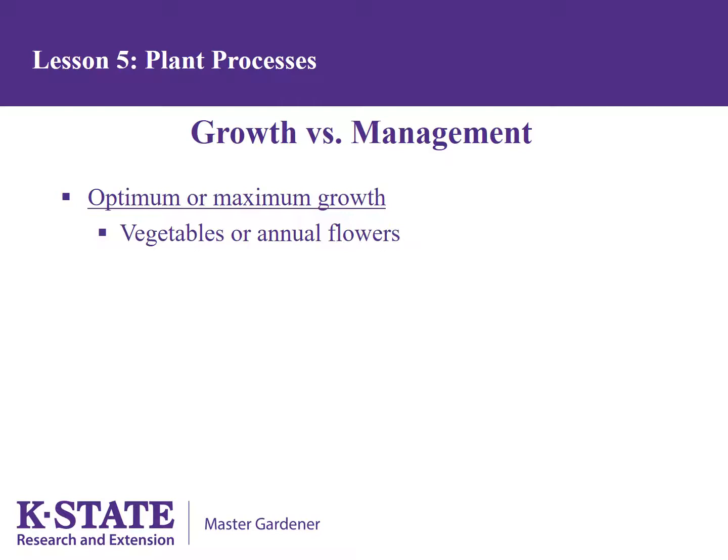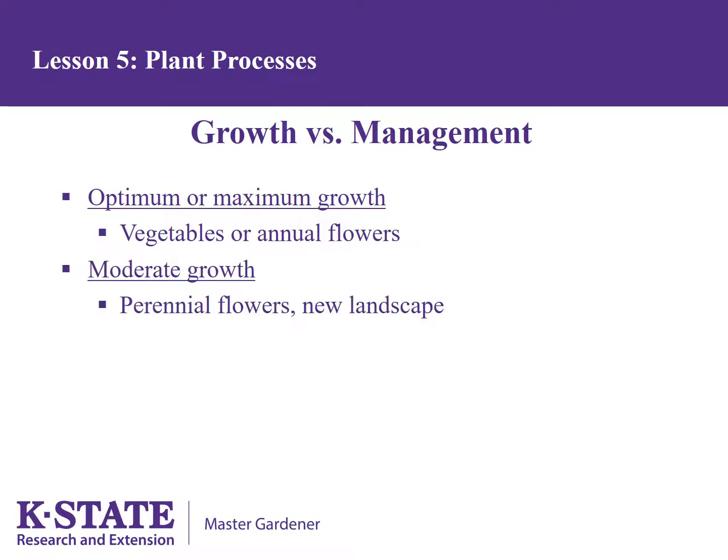Our goal for growth varies depending on the type of plant we have. With vegetables and annual flowers, we want maximum growth for high yields of vegetables and annual plants covered with flowers. With perennial flowers, we desire moderate growth so that we only have to divide the plants every several years instead of every year. What we actually want with a new landscape is for growth early on to be very fast and then slow down so the plants are in the sweet spot for a long time.